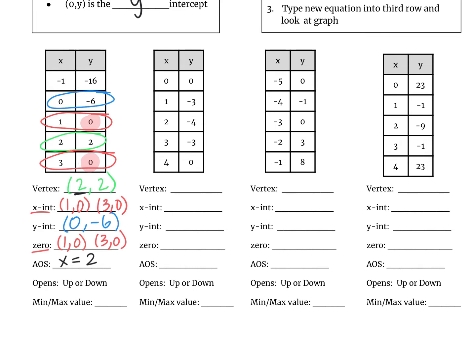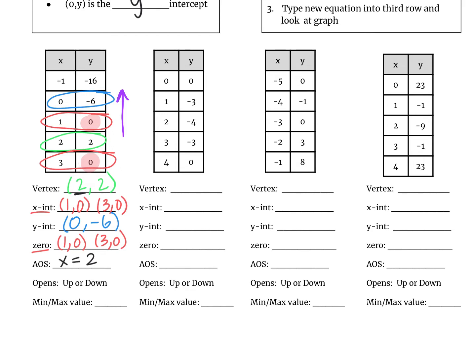To know if our graph is opening up or down, we're going to look at how our y values are ascending or descending. So first I'm going to look at the y values before the vertex. We start at negative 16, then we go to negative 6, 0, and 2. Right now, those values are ascending. They're going up.